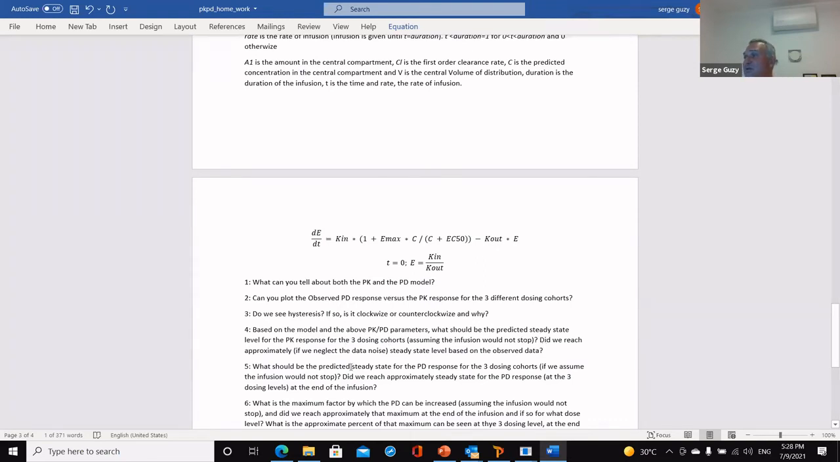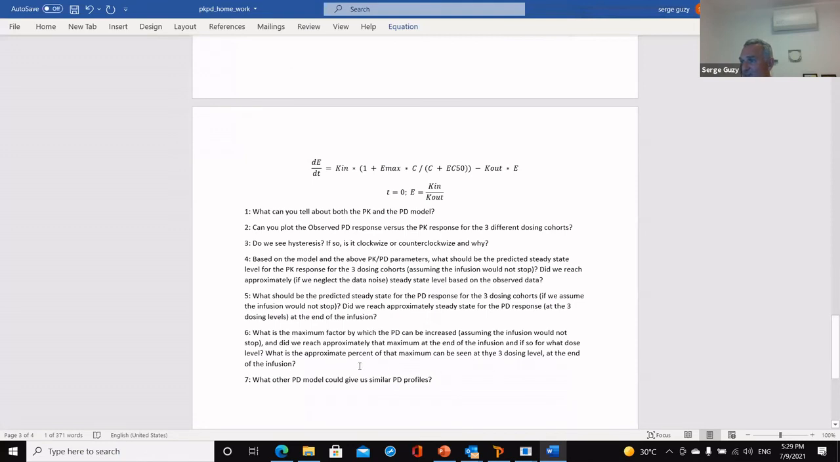And then I'm asking you, did we reach approximately, if we neglect the data noise because you have noise in the data, steady state level based on observed data? Then what's the question here? If, for example, the infusion would be quite short, then you understand that basically if it's so short, then maybe I will not reach steady state in that short time. Then you can look at the data and look, okay, when I'm stopping the infusion, what was my level? And then look basically if this level is approximately the level that I just predicted for the PK, okay? That was basically the question.